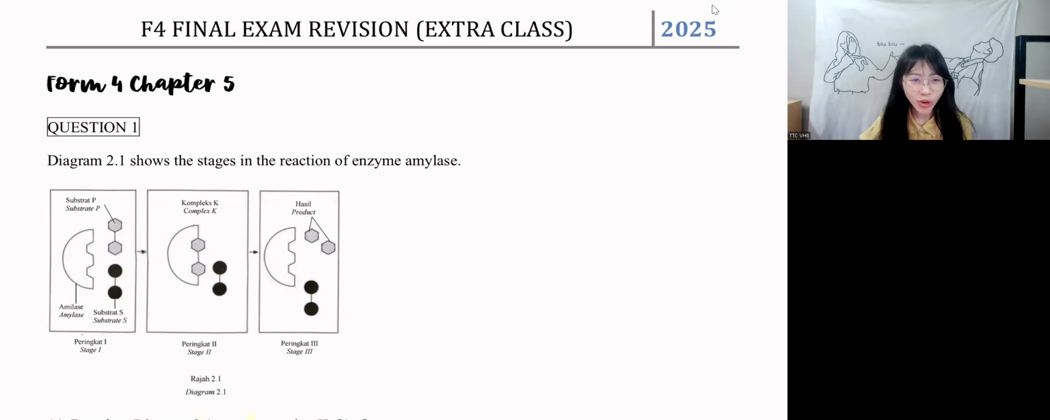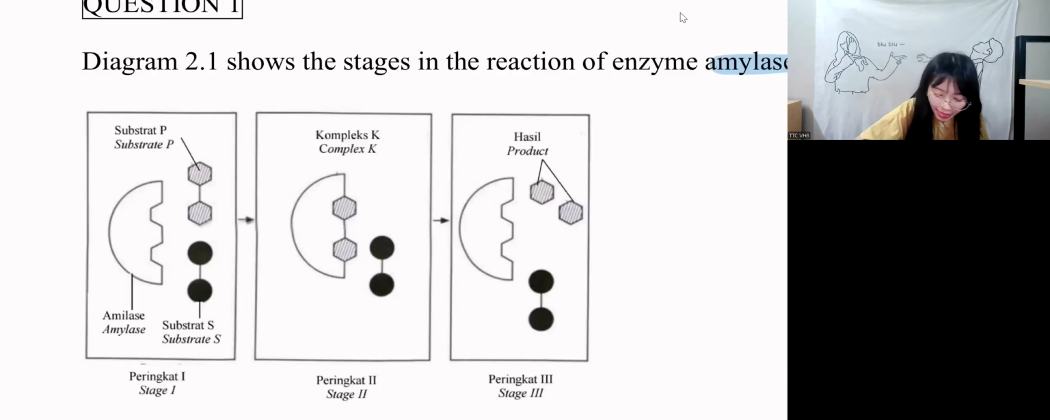Diagram 2.1 shows the stages in the reaction of the enzyme amylase. It says this is an amylase enzyme. Okay, the enzyme right now is amylase. Between P and S, which one matches with the diagram? P matches, right? Because the shape matches. Every enzyme has this part here. What is this part called?